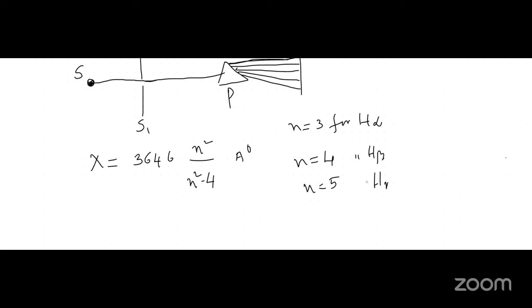Balmer's formula, 3646 times n square by n square minus 4, could predict the wavelength of the first 9 lines of the series to better than 1 part in 1000. Similar empirical laws apply to series of lines emitted by other elements also, which were worked out by Rydberg.